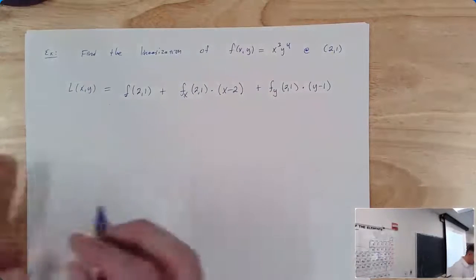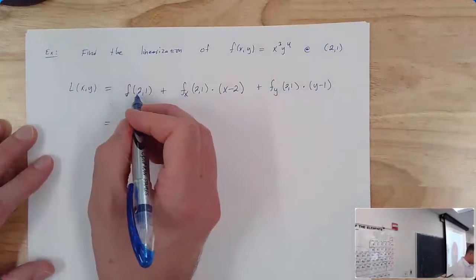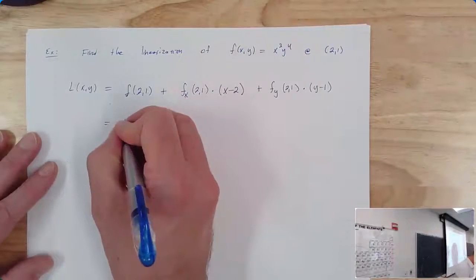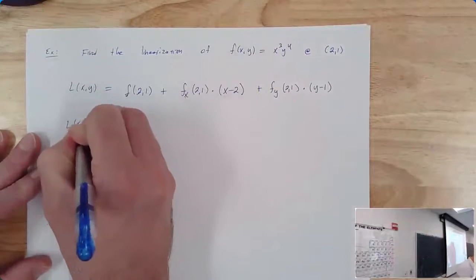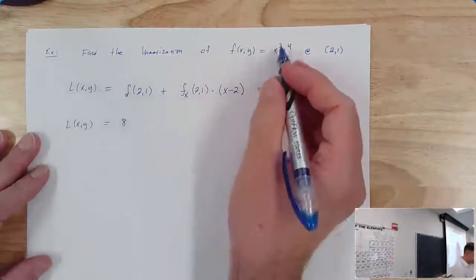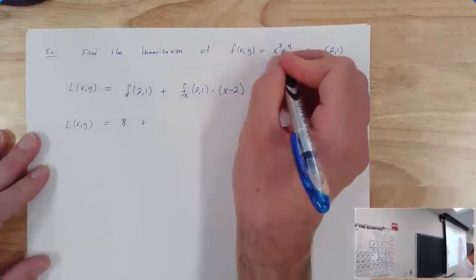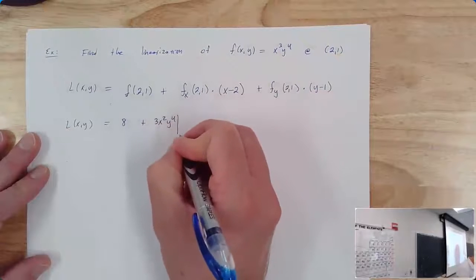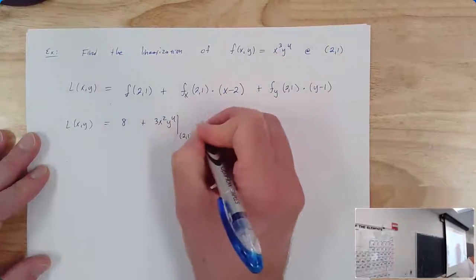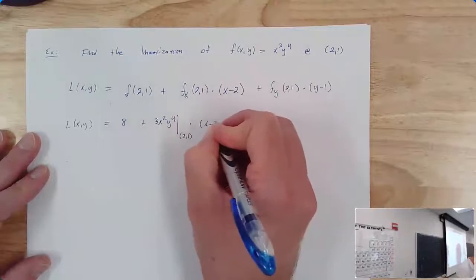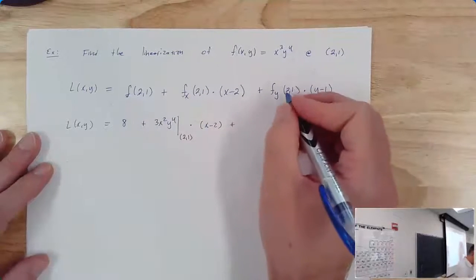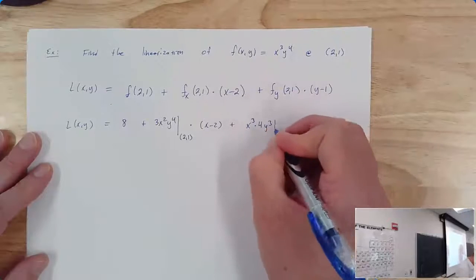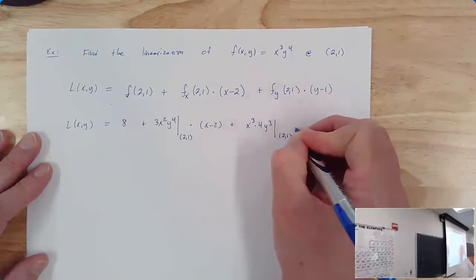So let's see what we get. Plugging in 2 for x and 1 for y, 2 cubed is 8, 1 to the fourth is 1, 8 times 1 is 8. The partial with respect to x is 3x squared times y to the fourth. We still have to plug in the point 2, 1, times x minus 2. The partial with respect to y is x cubed times 4y cubed. We still have to plug in the point 2, 1, times y minus 1.